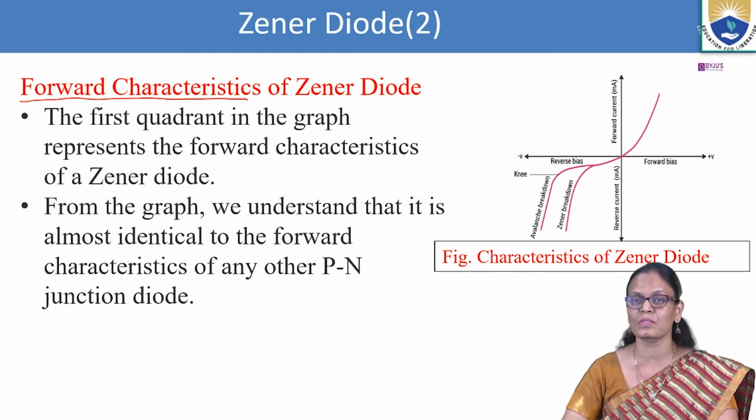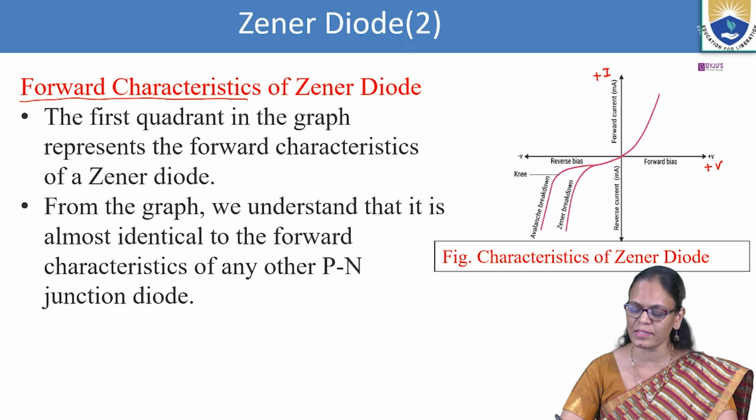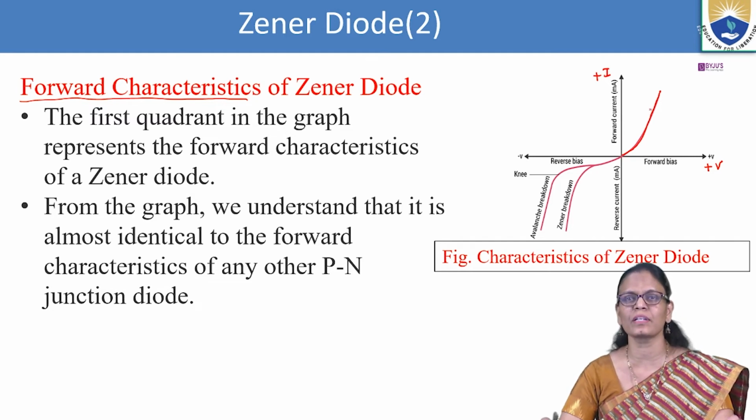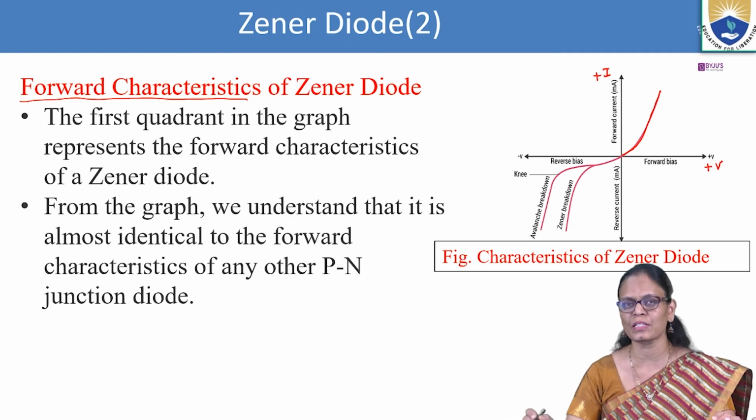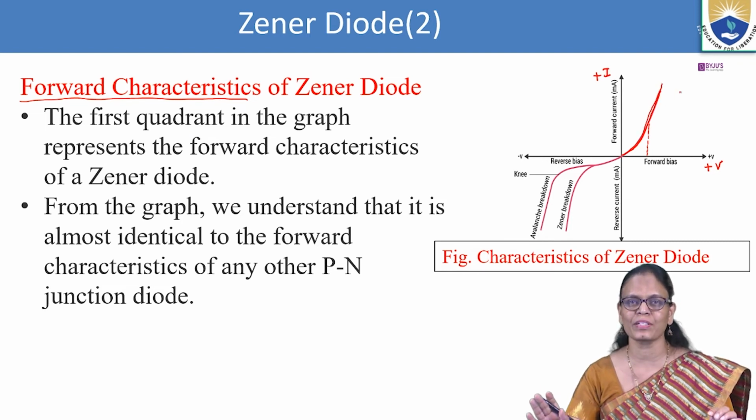What are the forward characteristics? We plot the graph with forward voltage along the x-axis and forward current along the y-axis, and we get a curve like this. As the voltage increases, the current also increases. The function is similar to that of a normal PN junction diode. Initially the current is very low, but once we cross the knee voltage or threshold voltage, there is a rise in current. This is the forward characteristic, similar to that of a PN junction diode.